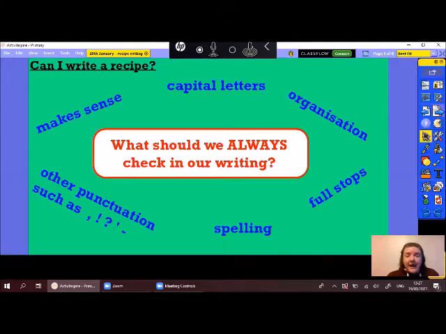We should also look for capital letters in the right places. We should also check that we've organised our piece of writing in a really sensible and logical way. We should be looking for full stops. We should be checking our spelling to make sure that we've spelt those tricky words right. And we could look for other punctuation as well, such as commas, exclamation marks, question marks, apostrophes, and hyphens.